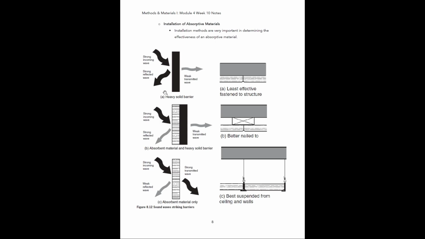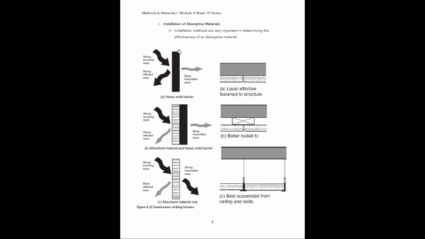So if you look, you can see we have here a heavy solid barrier. Below that is an absorbent material and heavy solid barrier. So it's just the barrier with an absorptive material on top of it. And then below that is just the absorbent material only by itself.